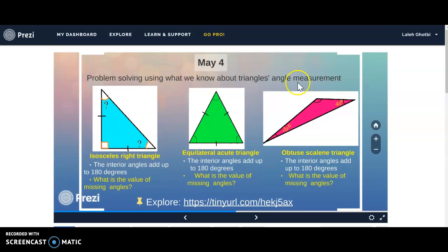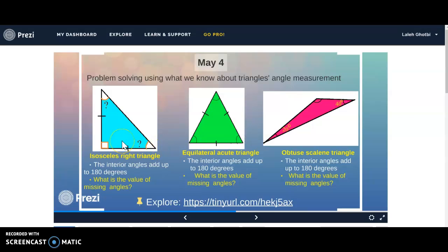Now let's go back to the topic of our lesson. If you remember from previous lessons, we talked about the angle measurements for interior angles. These inside angles, so not the ones that are outside. These are the ones that are trapped in here. The interior angles of a triangle add up to 180 degrees, always. No matter what type of triangle you have, it's always true.